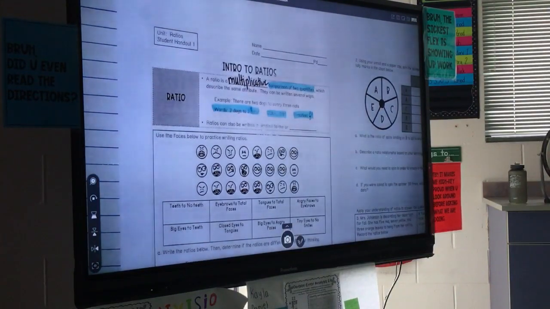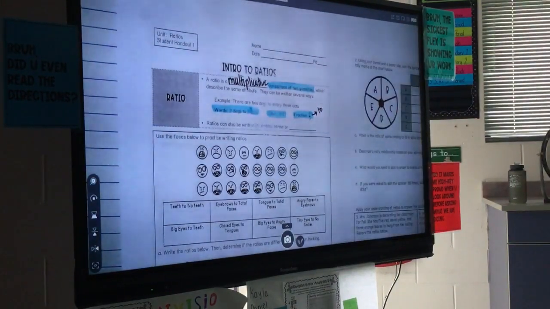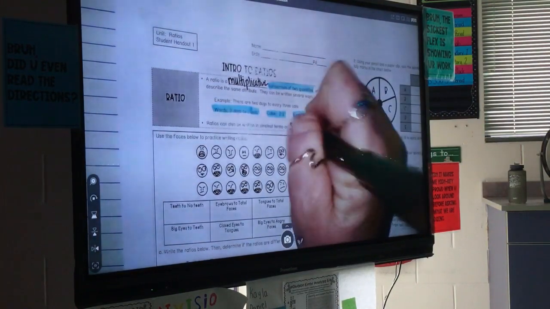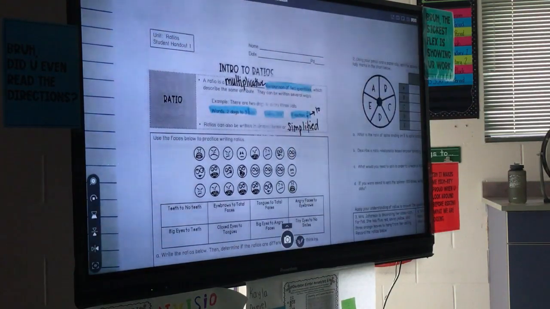The reason it confuses us is because we want to say it as a fraction. These are not fractions. These are ratios. The fraction bar here means "to." It does not mean fraction. Okay? And ratios can also be written in simplest terms or simplified. So nine times out of ten, you are going to have to simplify your ratios just because that's how they go about giving you answer choices.